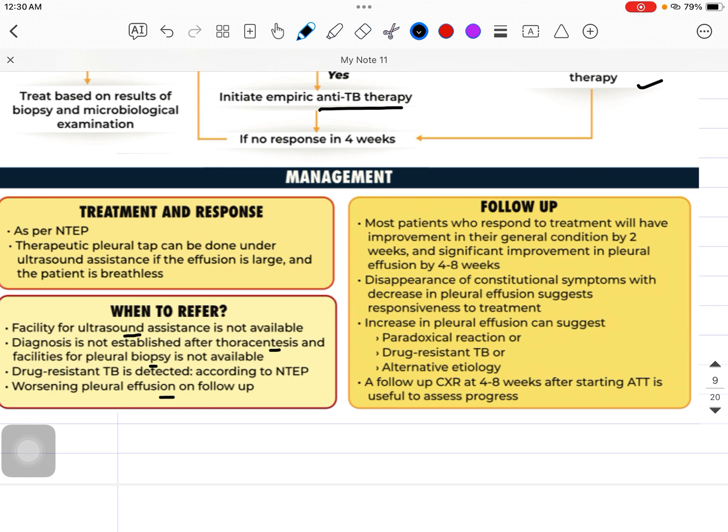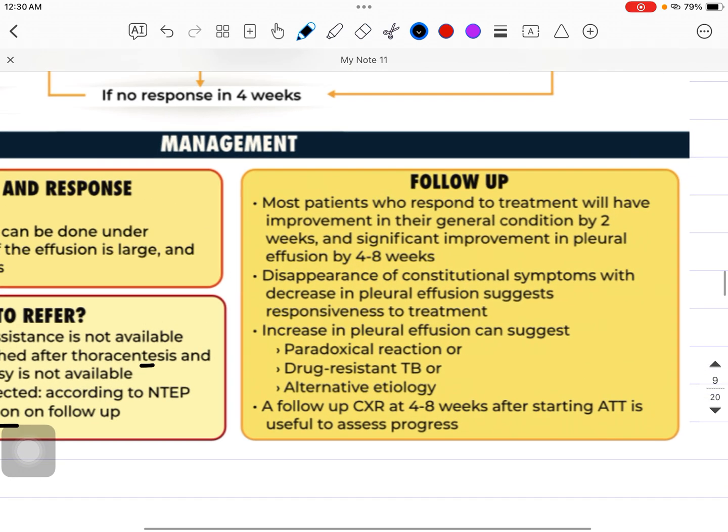Okay, so that is the thing about tuberculosis basically. And obviously we need to follow up our patient regularly. Many patients who respond to treatment will have improvement by 2 weeks and significant improvement by 4 to 8 weeks, right? A follow up chest x-ray should be done at 4 to 8 weeks after starting ATT. Okay, so that we shall know about the prognosis.